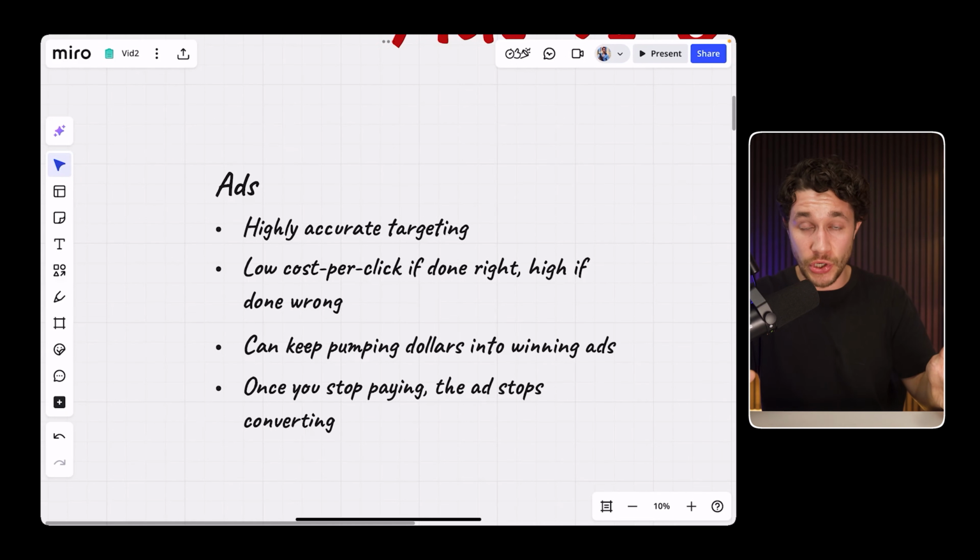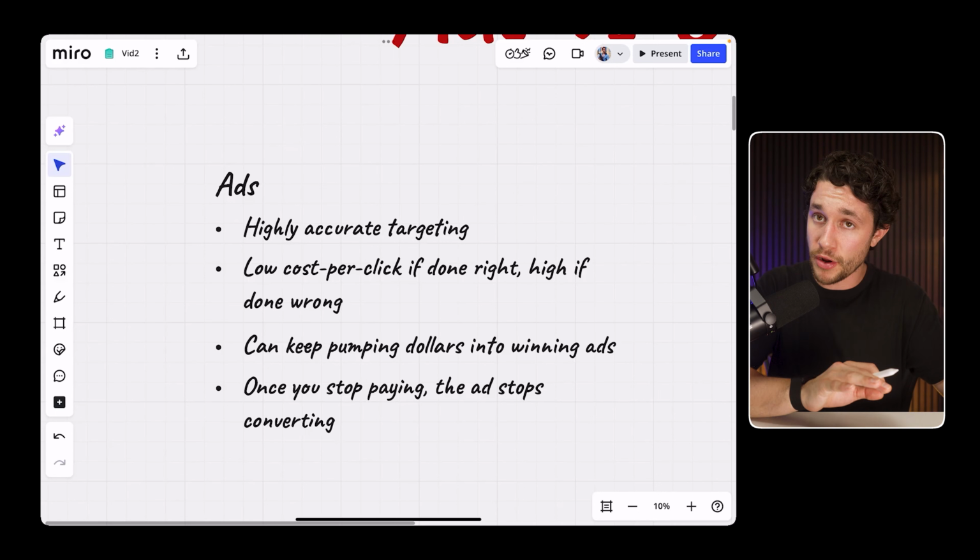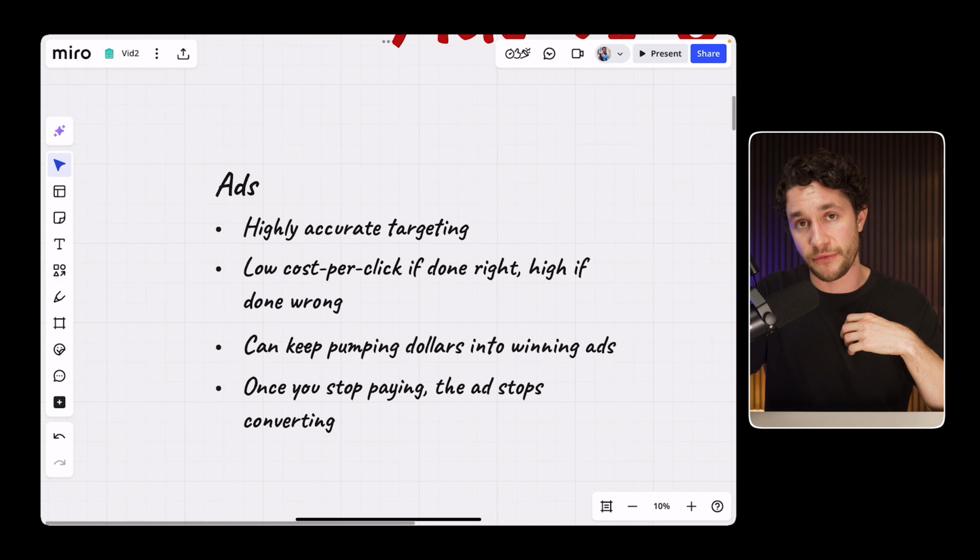Because the difference between ads and organic, with ads, they're highly accurate at targeting. You can literally pay to target the exact person that you want, down to characteristics of that person. It's really, really accurate. It's low cost per click, generally speaking, if you do it right. If you do paid ads wrong, though, very high cost per click, and you kind of flush a lot of money down the drain. The nice thing with ads is that you can keep pumping dollars into the winning ones. So if you have an ad that's converting, you just keep shoving money behind it. It just keeps converting. But one of the big problems with ads is that once you stop paying, the ads stop converting. So after the money runs out, the ad's dead, and it's dead forever.